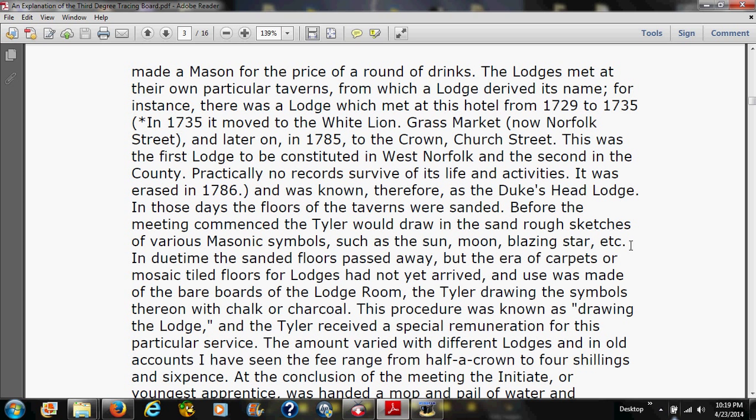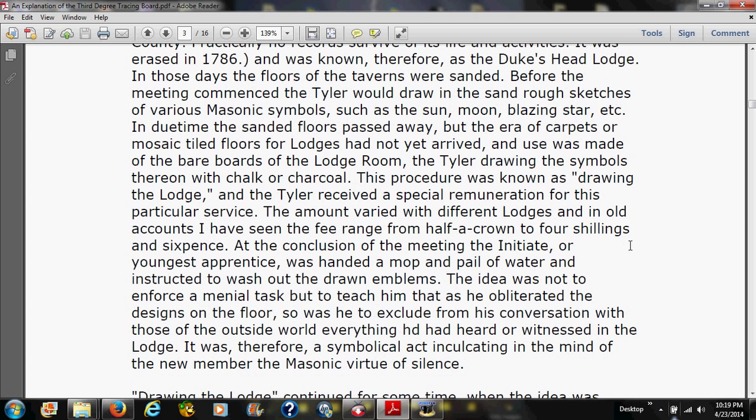In due time, the sanded floors passed away, but the era of carpets or mosaic tile floors for lodges had not yet arrived. Use was made of the bare boards of the lodge room, the tiler drawing the symbols thereon with chalk or charcoal. This procedure was known as drawing the lodge, and the tiler received a special remuneration for this particular service. The amount varied within different lodges, and in old accounts I have seen the fee range from half a crown to 4 shillings and 6 pence.